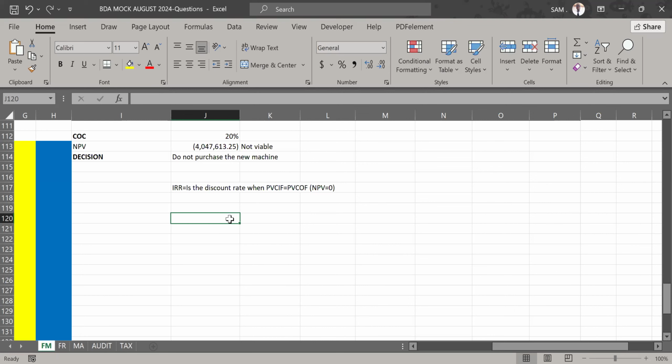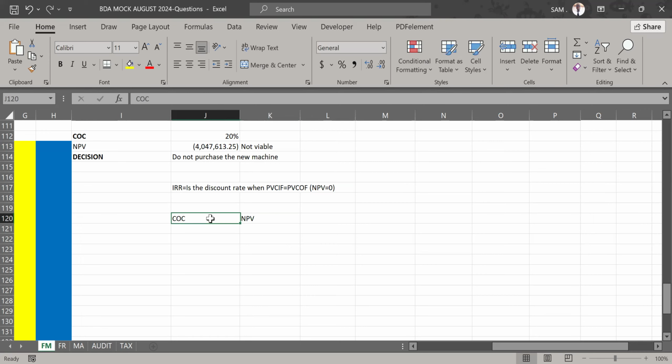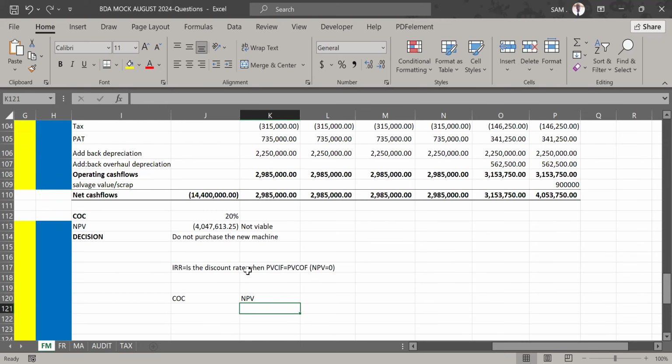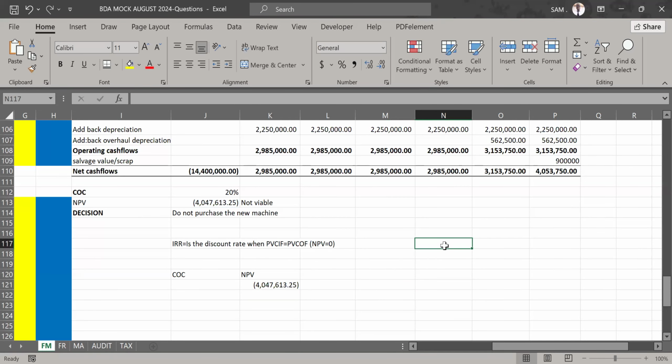The two variables we know are cost of capital and NPV. Those are the two variables making up IRR: cost of capital when NPV is zero. So those are the variables we are comparing. And I want us to compare them using the computations we've done up here. So I want to refer to the NPV figure we have here. I want to bring it on board here.